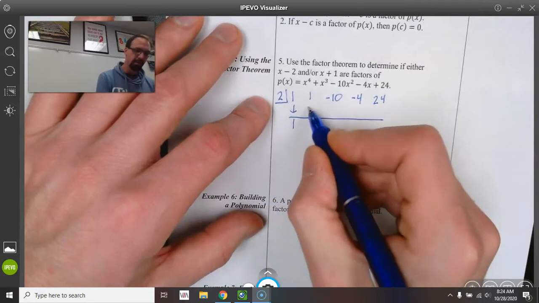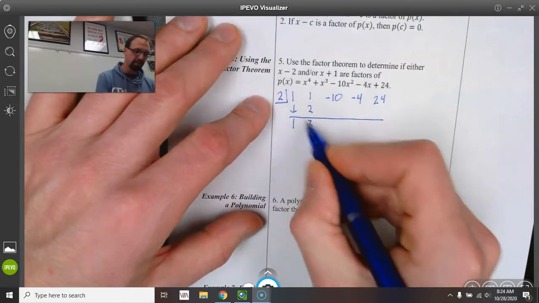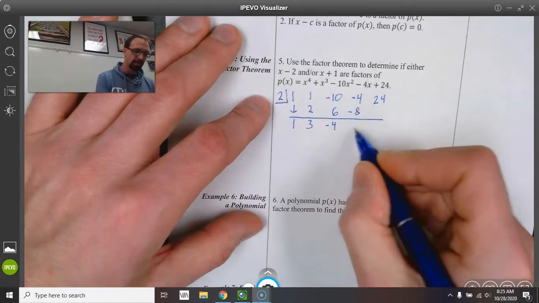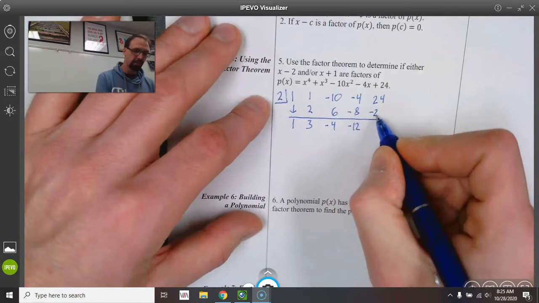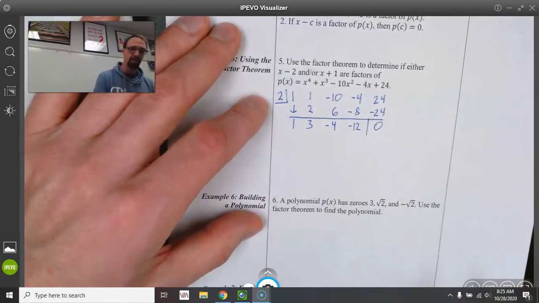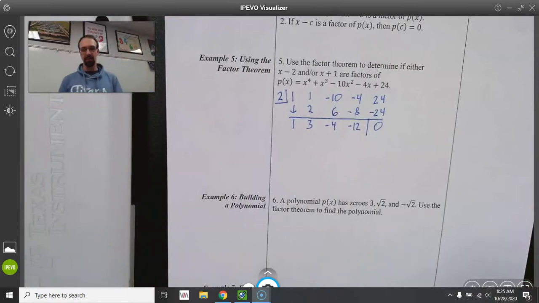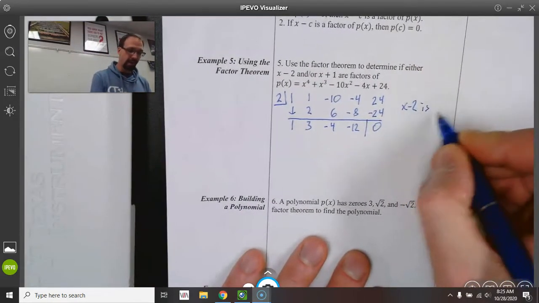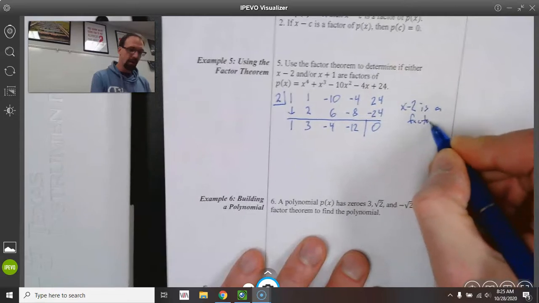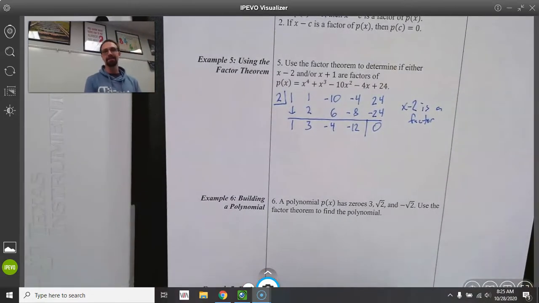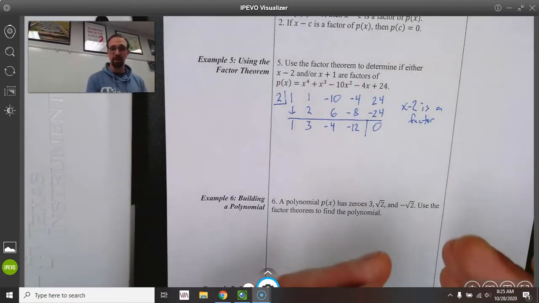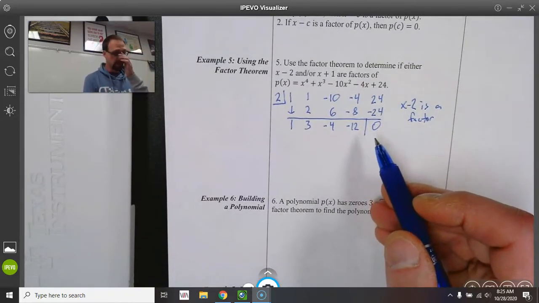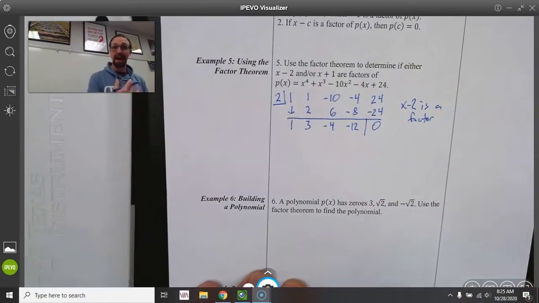Bring down the 1. 1 times 2 is 2. 1 plus 2 is 3. Times 2 is 6. Negative 4. Negative 8. Negative 12, negative 24, and I do in fact get a 0. So because I have a remainder of 0, that tells me that x minus 2 is a factor. Now, if I got a remainder of any other number, except 0, then I know that's not a factor.